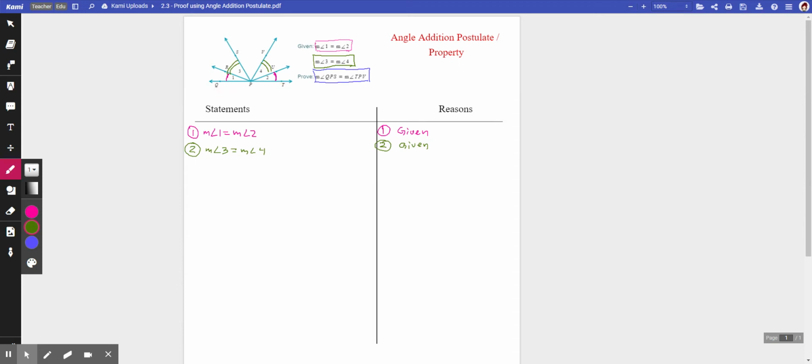And then I can't say this yet. My goal is that I want to prove that the measure of angle QPS equals the measure of angle TPV. So whatever I'm proving is going to be my last statement way at the end. I can't say it yet because I don't have enough information yet to get there. But it's a good idea to just indicate in your picture where you're trying to end up.